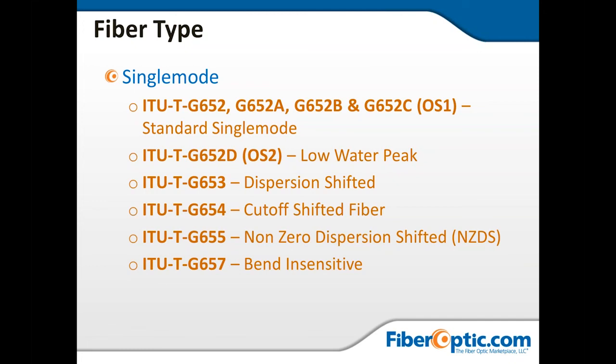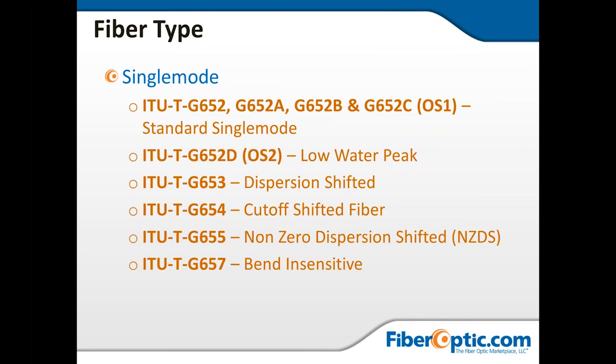Okay, then we discovered that 1550 had the least attenuation of any wavelength. And so we remade the glass and we came out with the G.653 type of fiber, which is dispersion shifted. And that moved the zero dispersion wavelength, commonly referred to as lambda zero. It moved that from down around 1300 up to 1550.